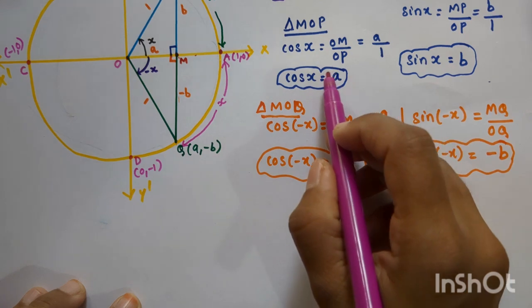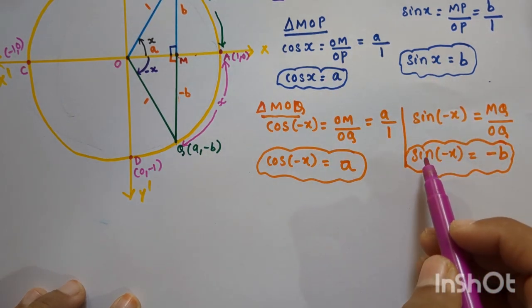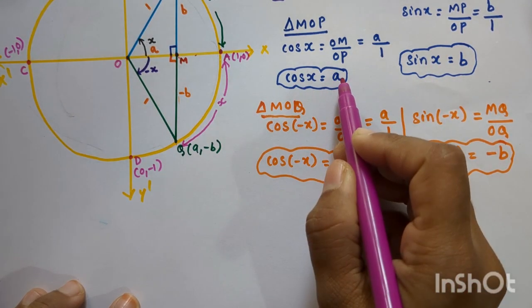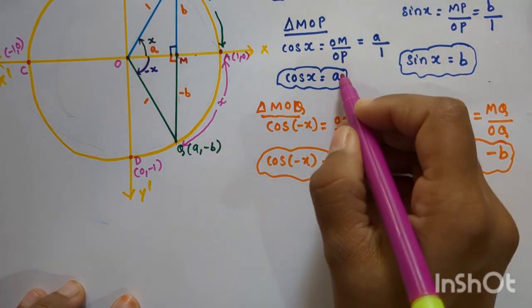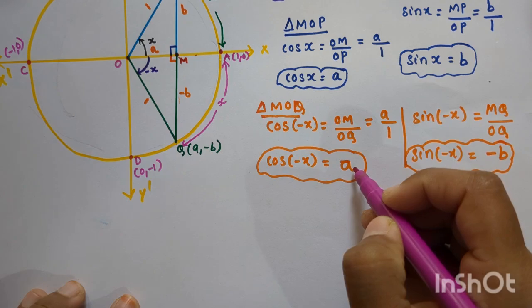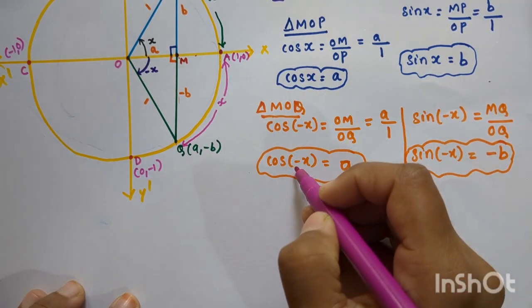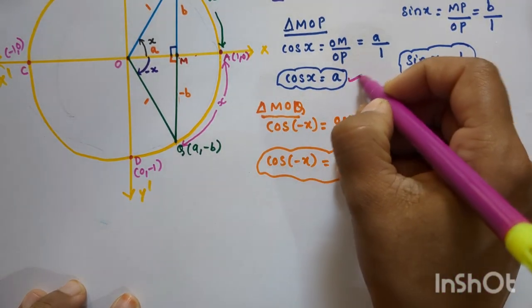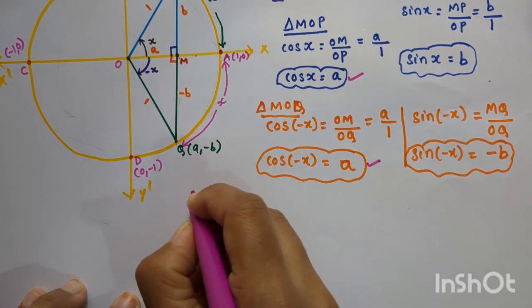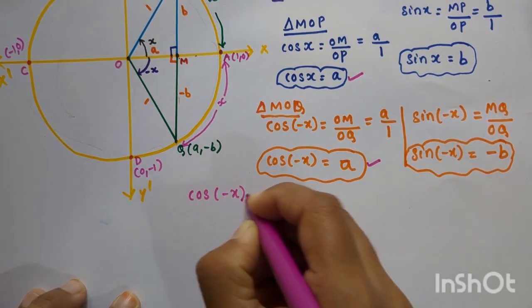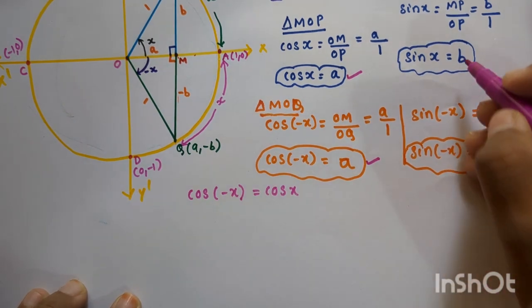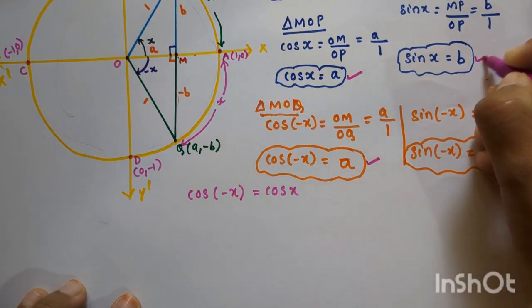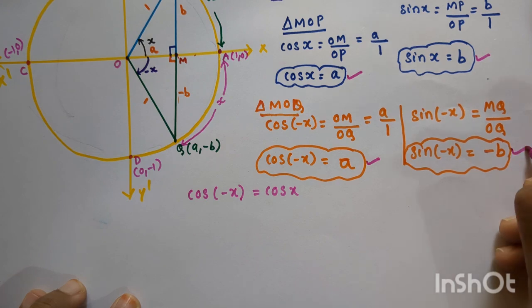Now, when you compare these four, here you see cos x is equal to a. Here we have cos of minus x is equal to a. So you see the right hand sides of these two equations are the same. So we can equate their left hand sides. That is, by comparing this equation and this equation, we can write cos of minus x is equal to cos x. Similarly, when we compare these two equations, sin x is equal to b, sin of minus x is equal to minus b.